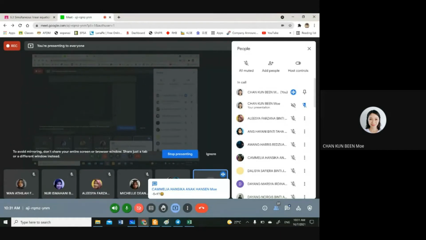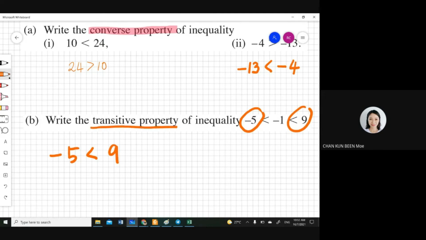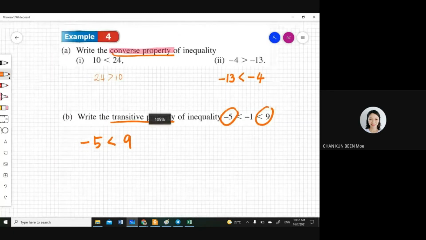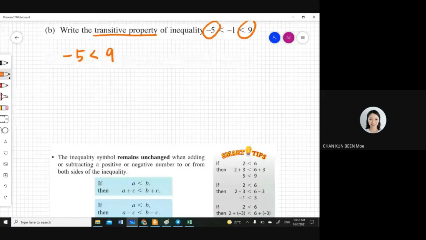Negative 5 is less than 9. Let us see whether it's correct or not. Yes, very good. Camelia, you got it right. Negative 5 is less than 9. So you know how to simplify it already. So we call this the transitive property. The first one is the converse property. So these two are very simple, as I said just now. Do you have any questions so far, class, for these two? No? All right, okay, now we move on.